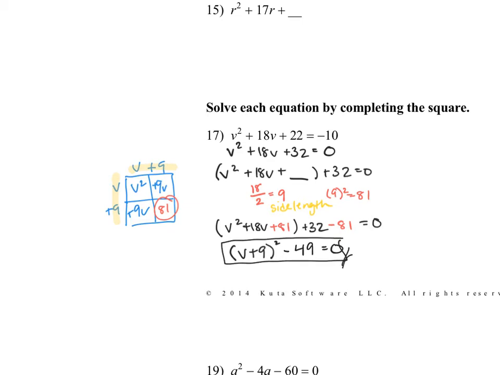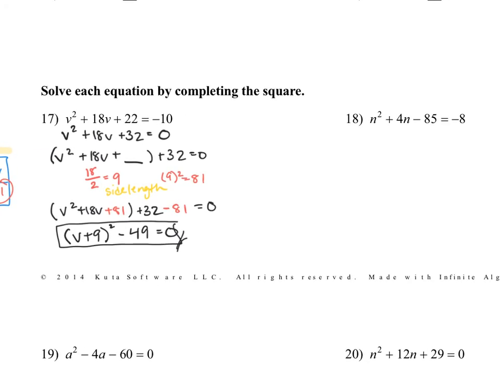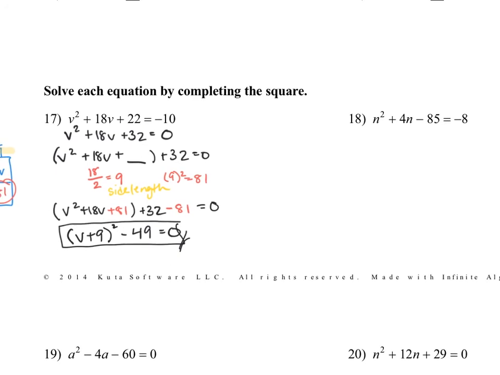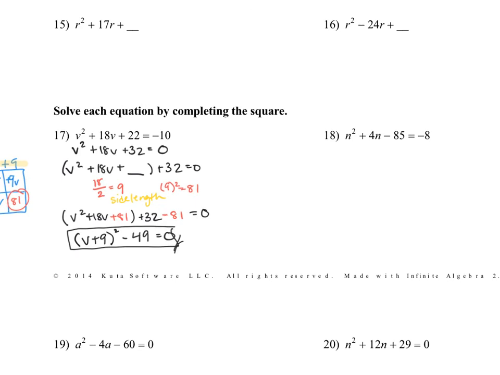Yay! So let's try that once more. Let's try problem number 18 together. I'm going to make this a little bit smaller. Okay. So let's see, number 18. I'm going to start by adding 8 to both sides. So we have n squared plus 4n minus 77 is equal to 0.